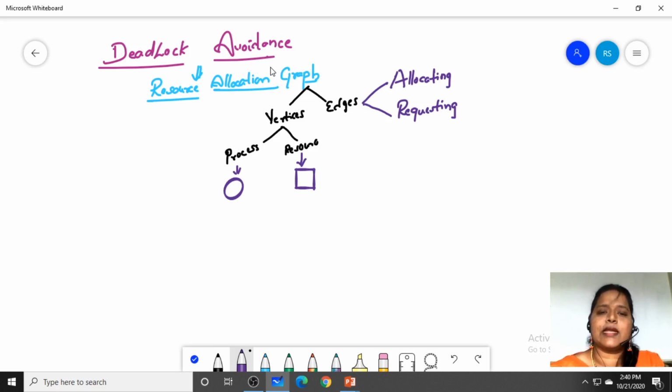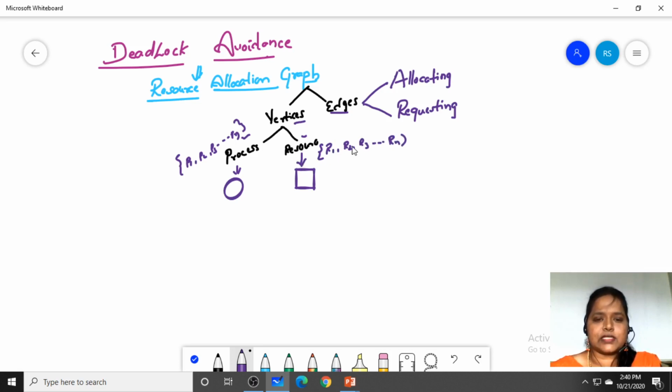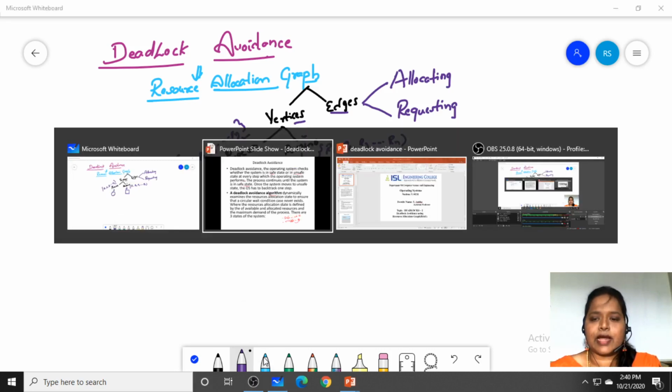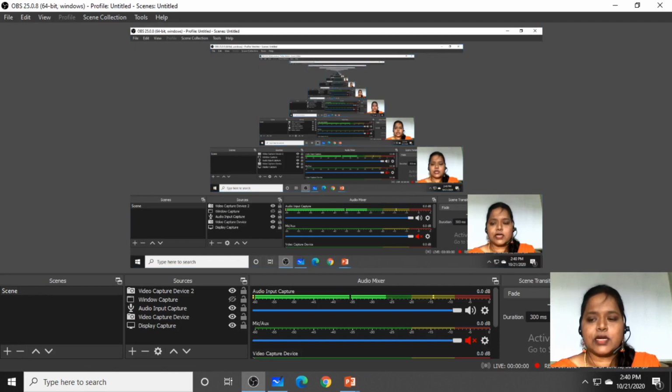As we are talking about a graph, a graph should have vertices as well as edges. There are two types of vertices: process vertices and resource vertices. The process vertices are P1, P2, P3 and so on, up to Pn. And the resources are R1, R2, R3 till Rn. So these are the resource vertices. I'll draw a simple diagram so that you can see the process vertices and the resource vertices.